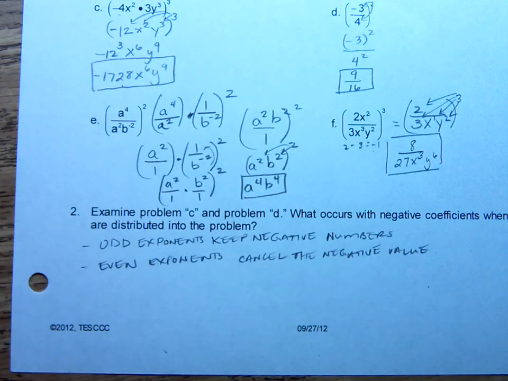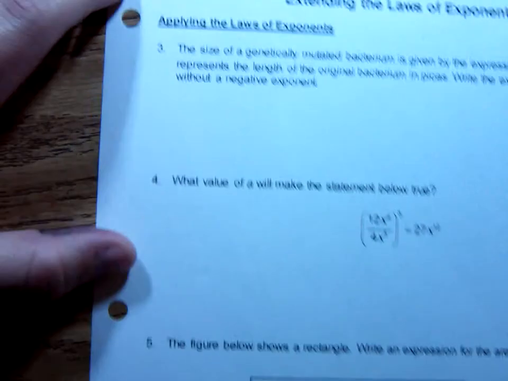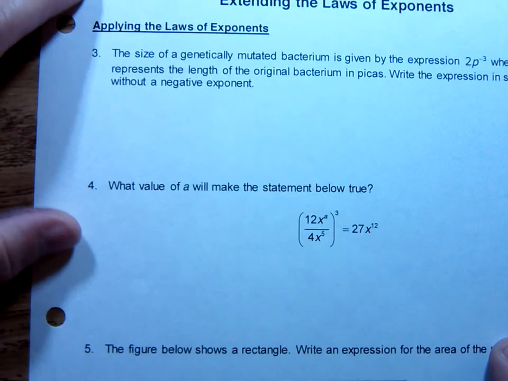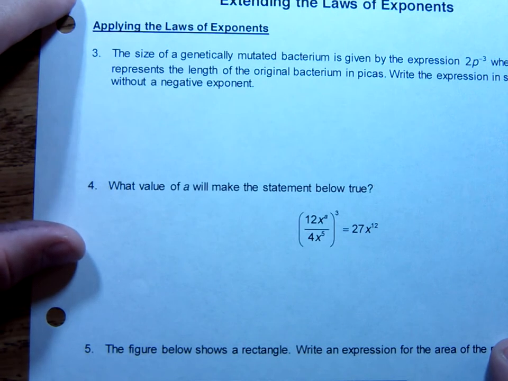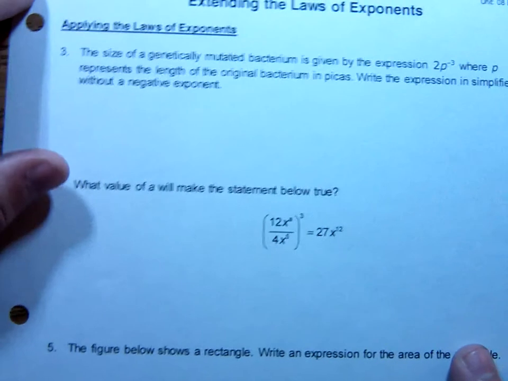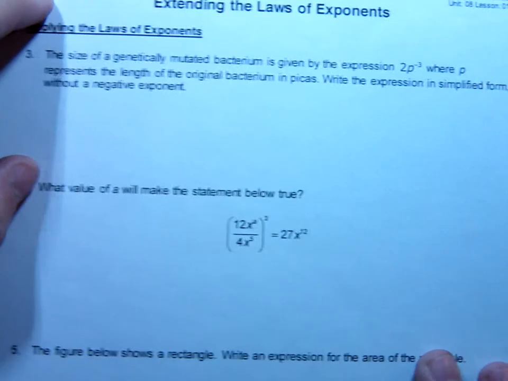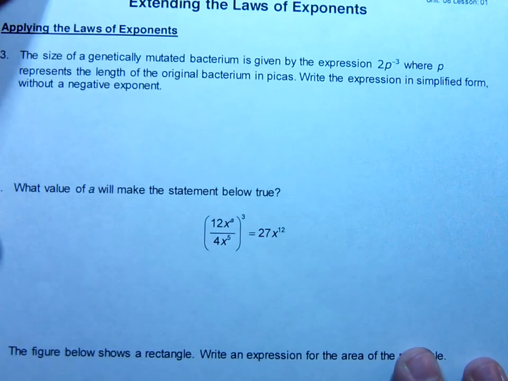Our last page. Okay, let's quickly go through these problems. These are more application problems. It says the size of a genetically mutated bacterium is given by the expression 2p to the negative third power, where p represents the length of the original bacterium in picas. Write the expression in simplified form without a negative exponent.